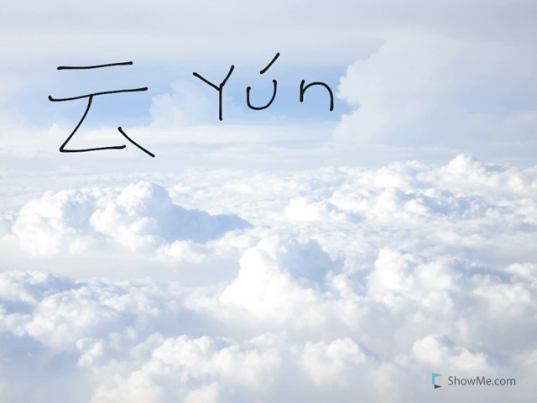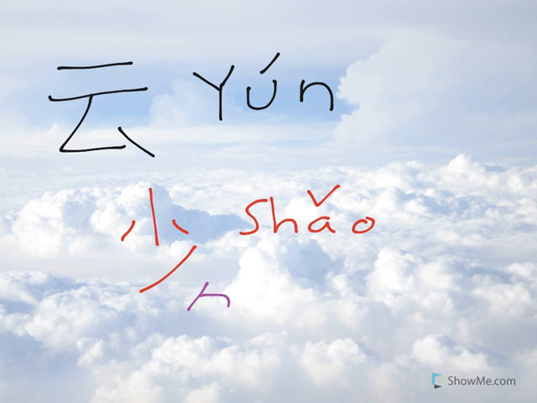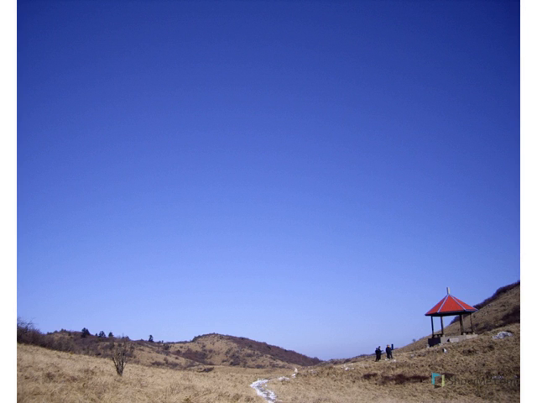There's a few ways you can modify this to describe how cloudy it is. If it's just a little bit cloudy, you're going to use the 小云, 小云. And if there's a whole bunch of clouds, you're going to use 多云. Okay? You might remember this. We've seen it in 多少. That means how much or how many.